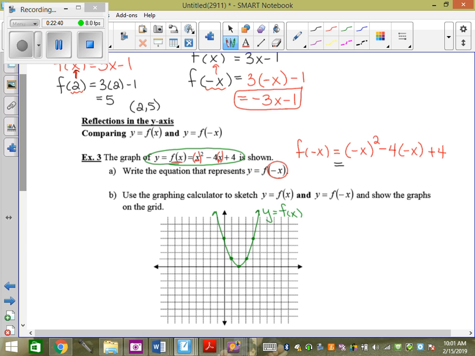Negative x squared is just what? X squared. Because it's a negative 1. Negative 1 squared is negative 1 times negative 1, which is positive 1. So I get x squared. Negative 4 times negative x. What's negative 4 times negative x? Negative times a negative is a positive 4x plus 4. So if I type that into my calculator, I'm actually going to get a reflection in the y. So type it into your y2.